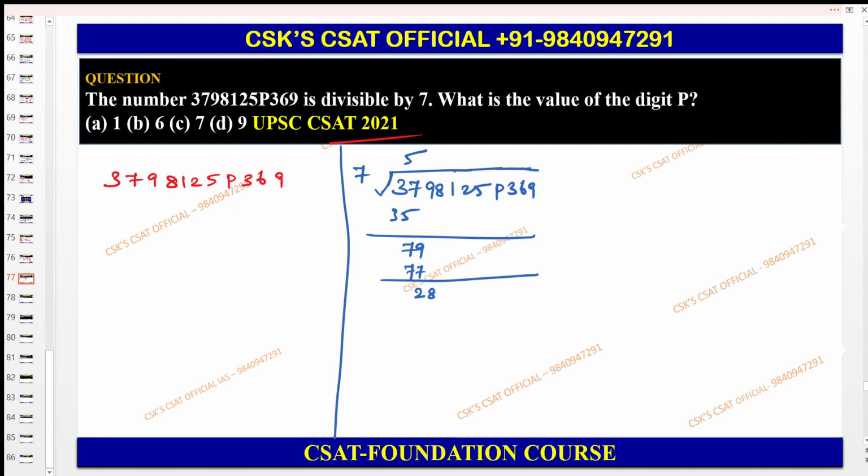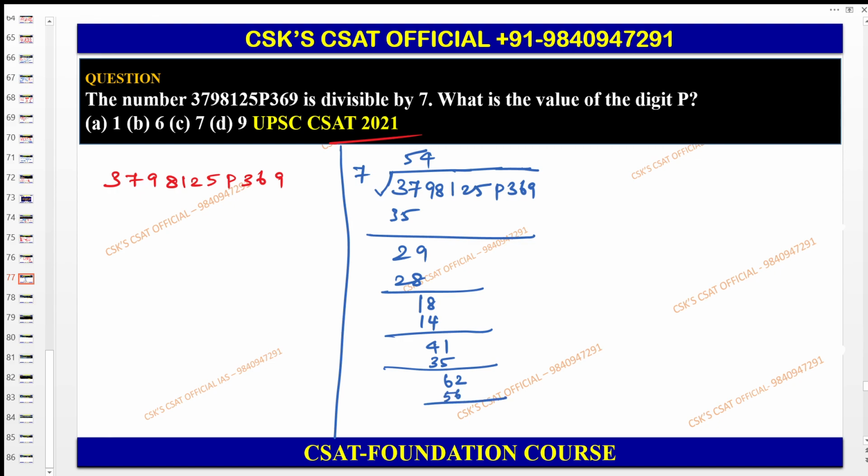So here there is a mistake, right? Yes, sir. It's 29, sir. Yes. Wait. Here we have made a mistake. No. Here 2, here 9. Right. So then 4 here. 28. Then 18, right? Then 14. Then 41. Isn't it? Yes, sir. 35. Then 62. Then 56, then 65.